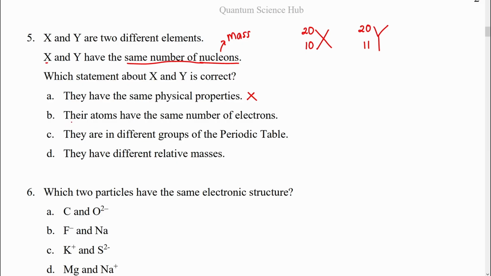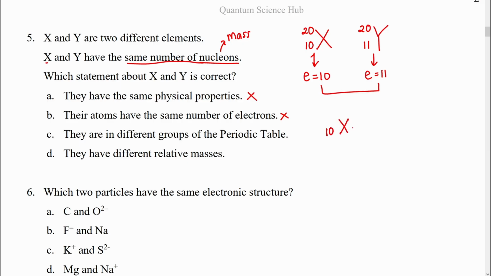Next, their atoms have the same number of electrons. In an atom, the number of electrons is always the same as the number of protons. So for element X, the number of protons is 10, then the number of electrons is also 10. Same with element Y, the number of electrons is 11. So you can see they will have different numbers of electrons, right? So this is wrong.